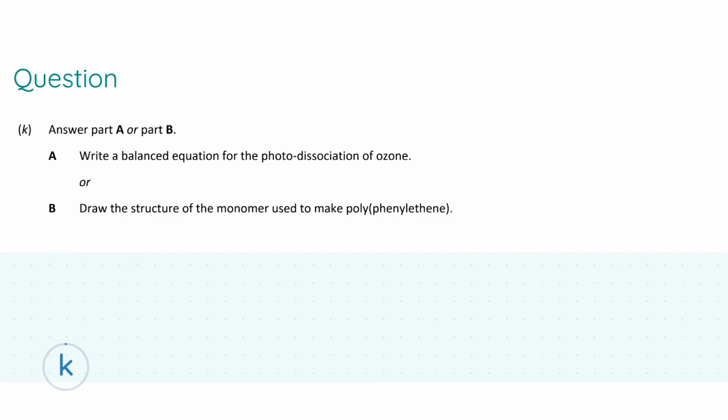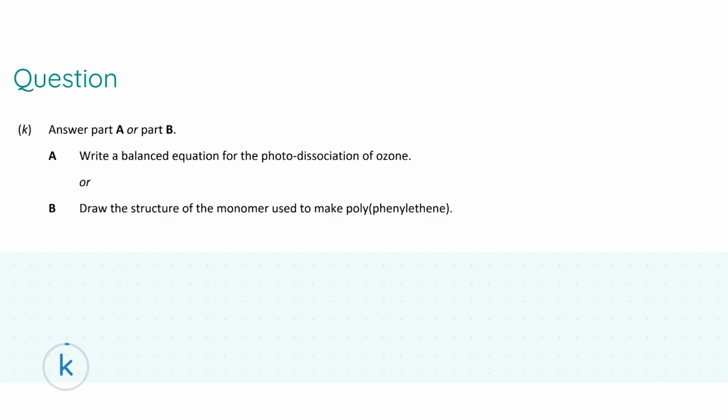So now we're on to the final question, question K, and this gives you the option. If you choose to answer question K, you have another option whether to answer question A or question B. So question A is based on environmental chemistry, which I know not too many students do, okay? And question B is based on organic chemistry.